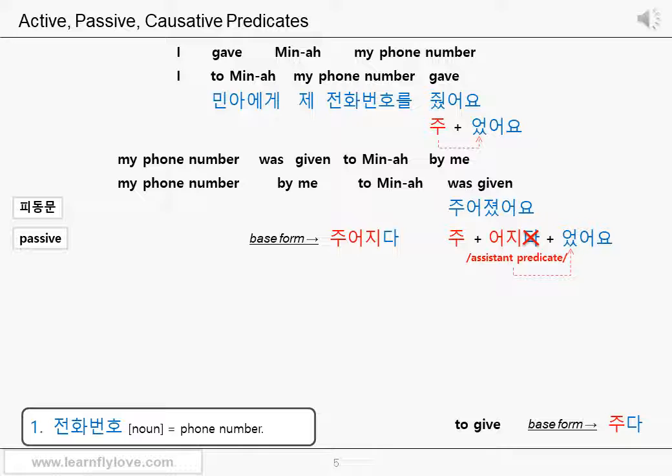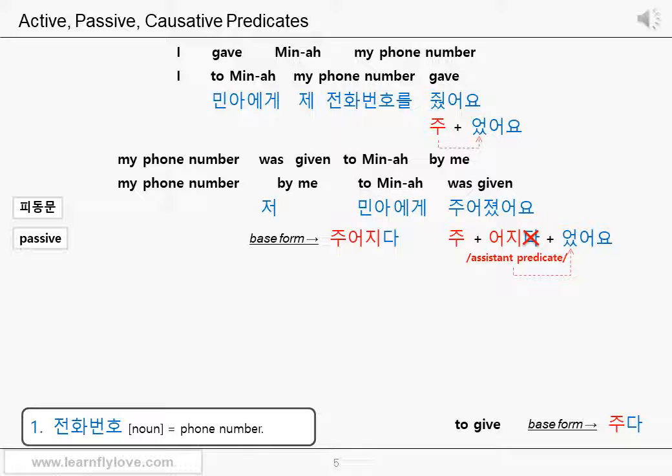Okay? Who was the phone number given to? To 민아. What's the particle? Yes, 에게. 민아에게. Or 한테. 민아한테. It was given by whom? By me. Me is 저, as you know. What particle do you want to use? Sorry, we keep asking something you don't know yet. We'll tell you. This can be very confusing.